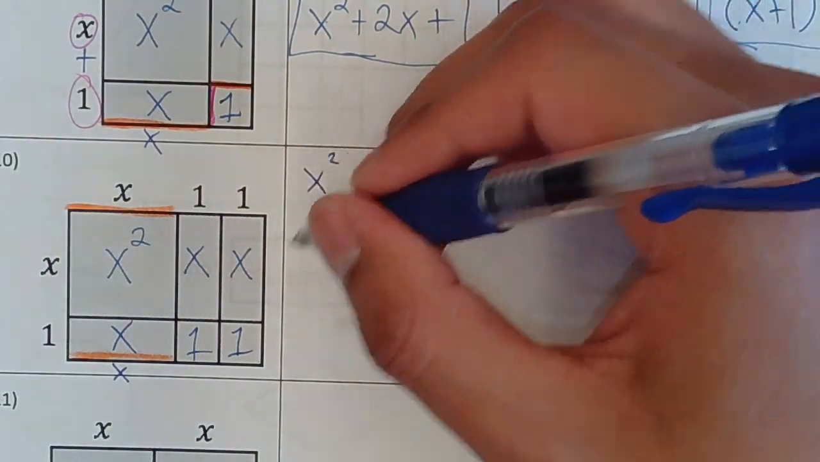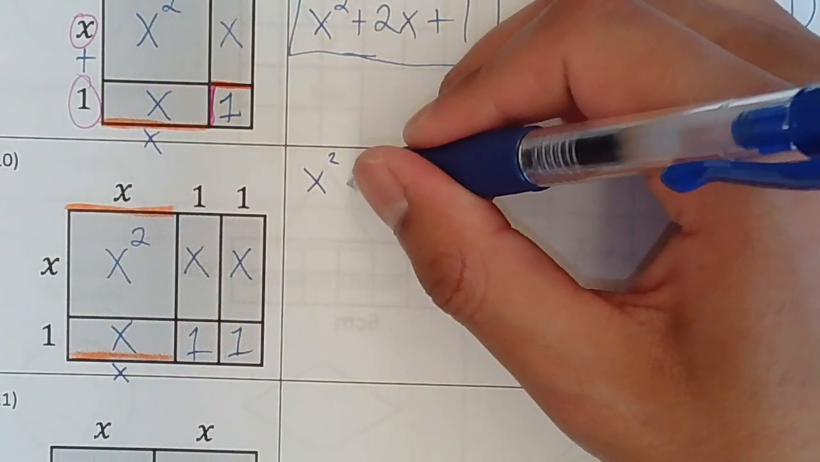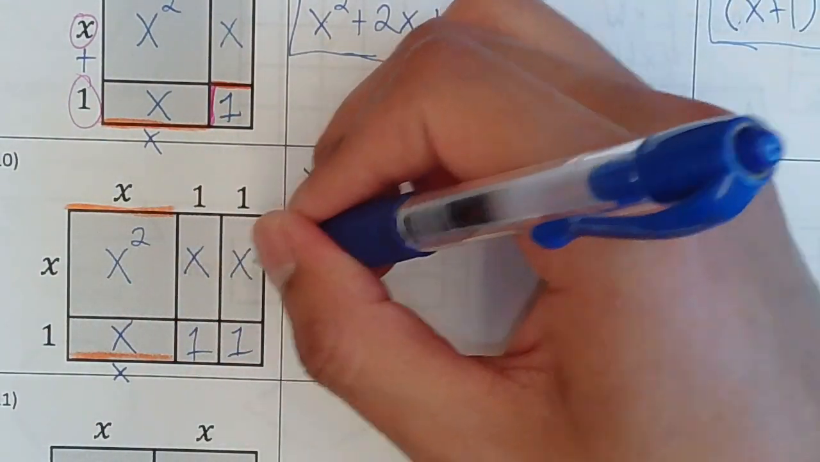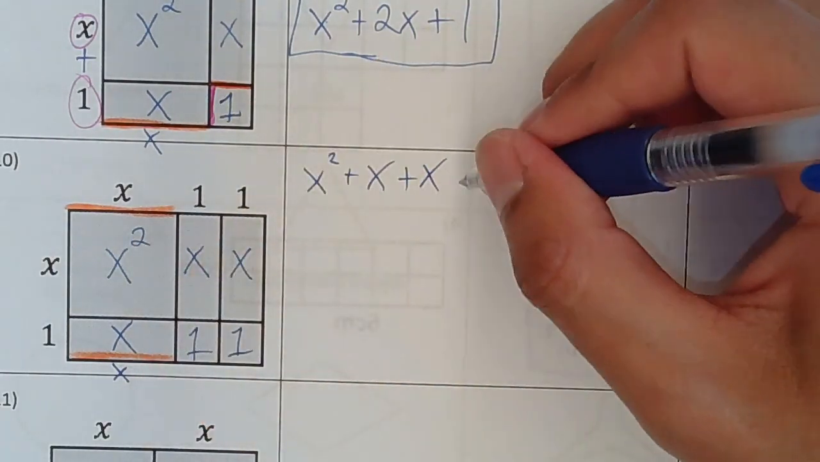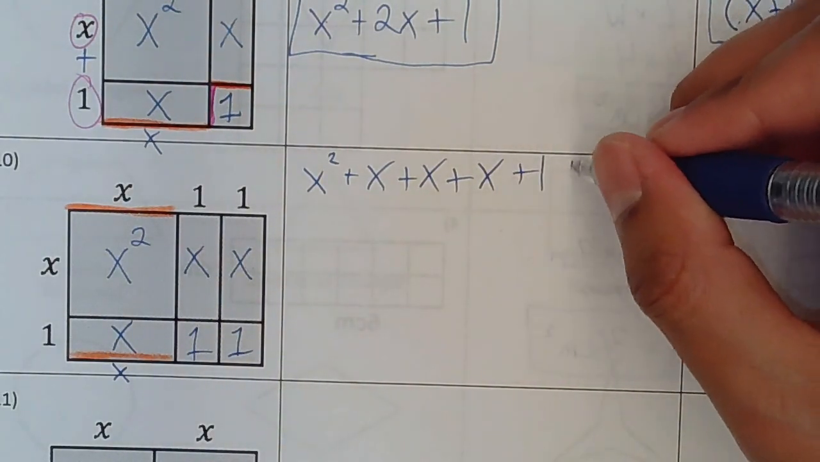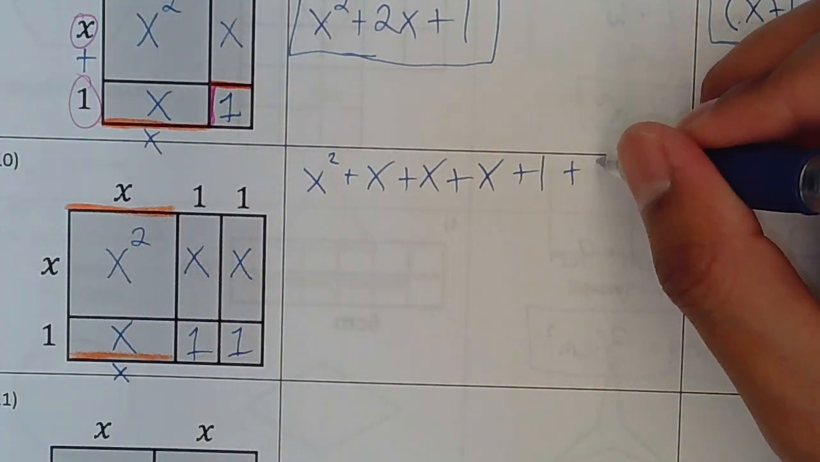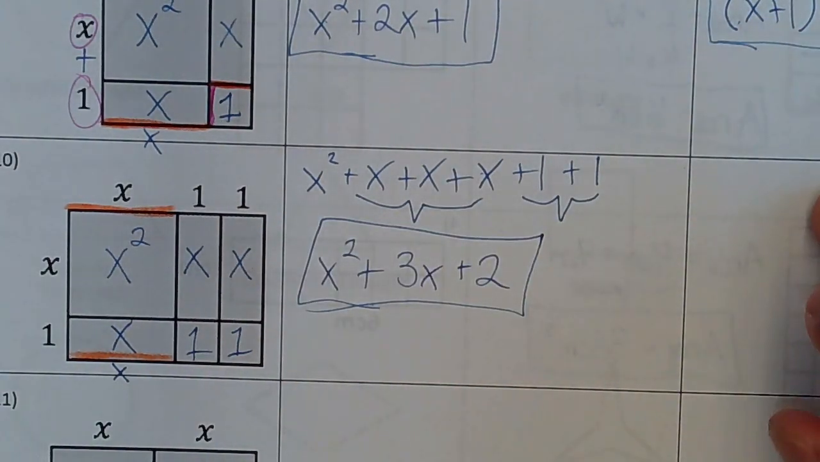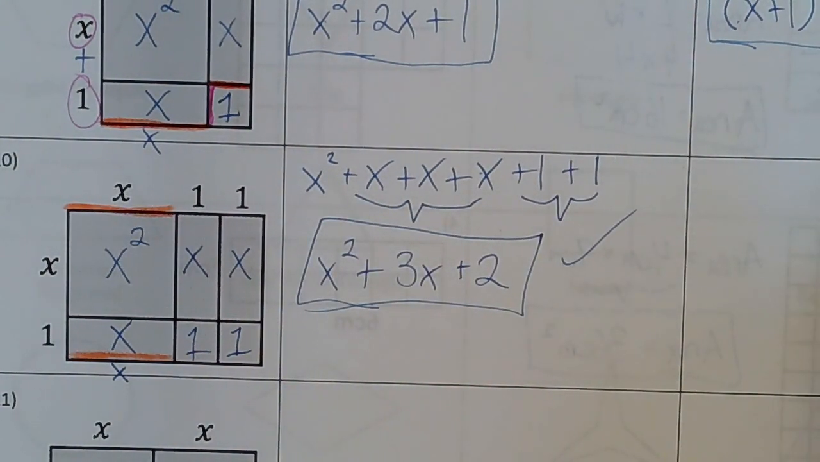x squared, I use this one up, plus x again, plus another x, and then I have a 1 plus another 1. Put a box around that, get a stamp.